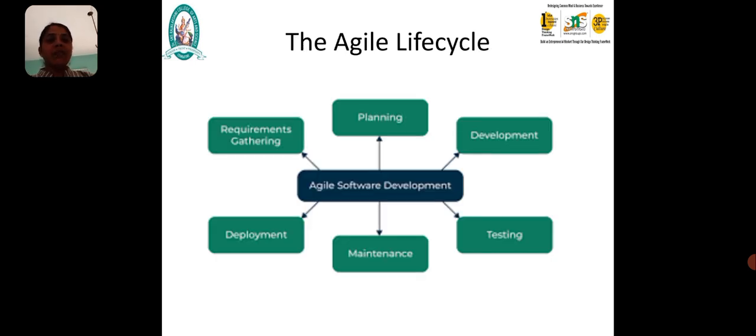Next, this is the life cycle of the agile model. It is the same as in previous models. Requirement gathering, planning, after that development, testing, maintenance, deployment, everything should be there in the agile model also. So we have to plan before getting the data. Requirements should be gathered. After that we have to make it, which is called designing. Here the developing stage, deployment stage, developing, then testing and maintenance. The names are different from the waterfall model.